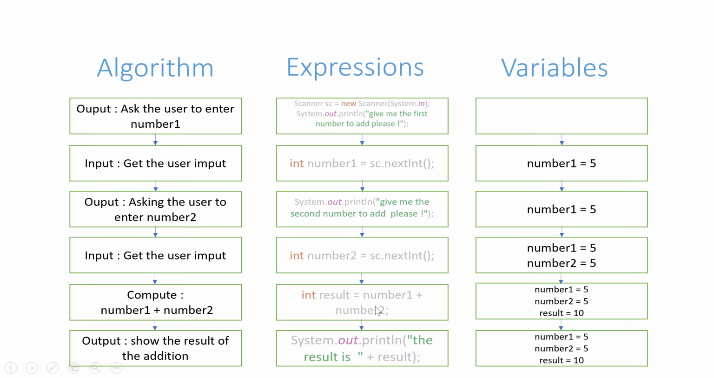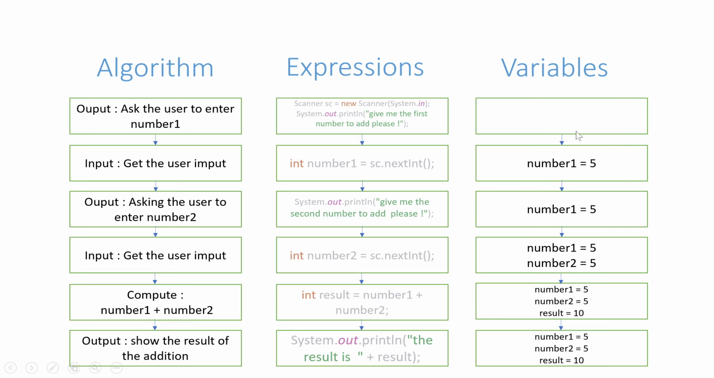The fifth step is to declare and initialize our third variable, result. And by the way, I'm doing the addition number 1 plus number 2. And the last step is, one more time, a println saying the result is plus result. Okay. On the right part of this slide, you can notice the values of all my variables step by step.